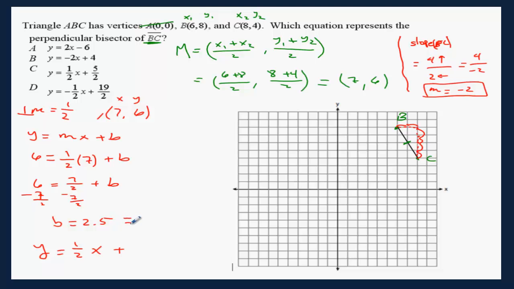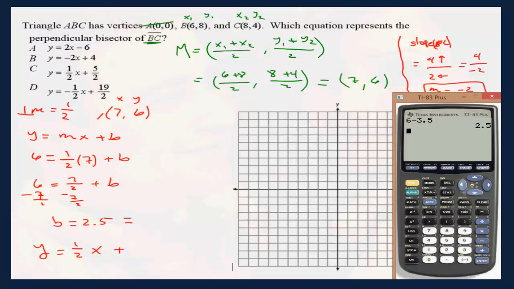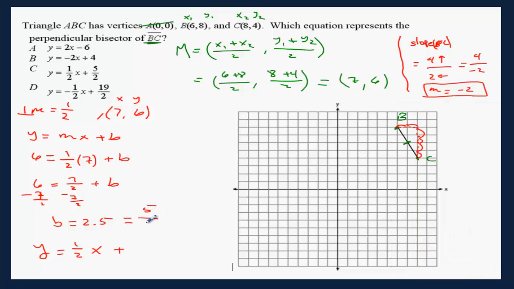Okay, 2.5, I see here there's no 2.5, it's 5/2. In order to confirm if 2.5 equals 5/2 or not, here's the way to do it. You press math, see the first option here, fraction, press enter, and enter 5/2. So this is 5/2. And this is the equation of the perpendicular bisector line that is passing through the midpoint of the segment BC. Choice C is the correct choice.